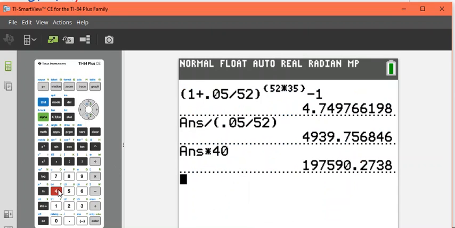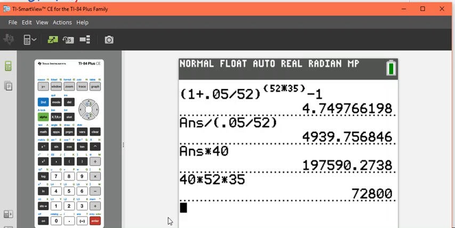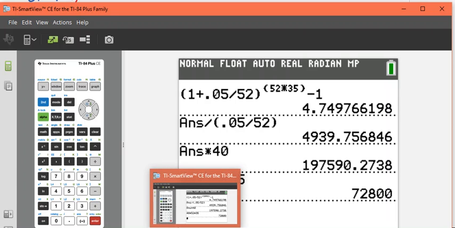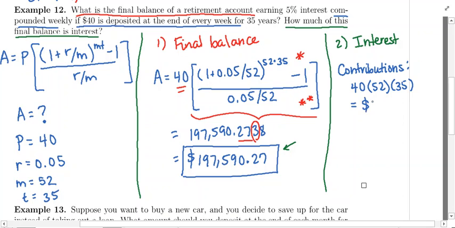Let's see here. So we've got 40 times 52 times 35. $72,800 of that was just the contribution of you or whoever into the retirement account. So let's jot that down. That's $72,800. But this is the account balance after the 35-year period. This number, the 72,800, was the contributions by you or whoever. This is the account balance after 35 years. So the difference is the interest.